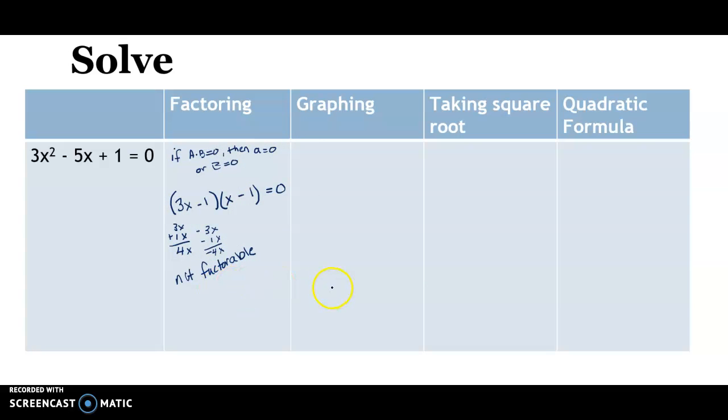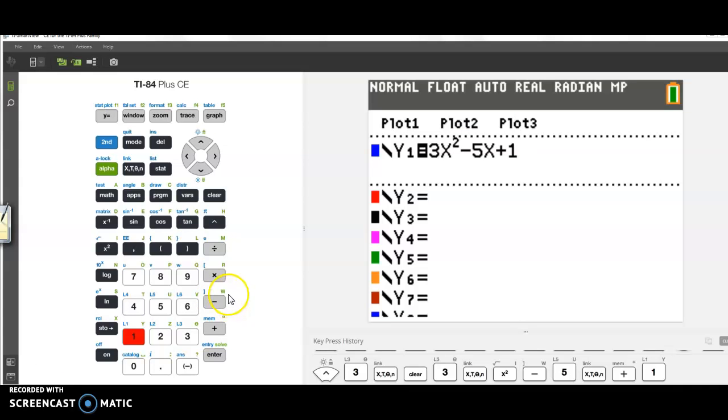Our next option is graphing. So we're going to go to our graphing calculator. We're going to type this formula into our y equals. So here I am at my graphing calculator. I'm in my y equals screen, and I have typed the formula from our previous slide that we're trying to solve. We don't know a lot about this.